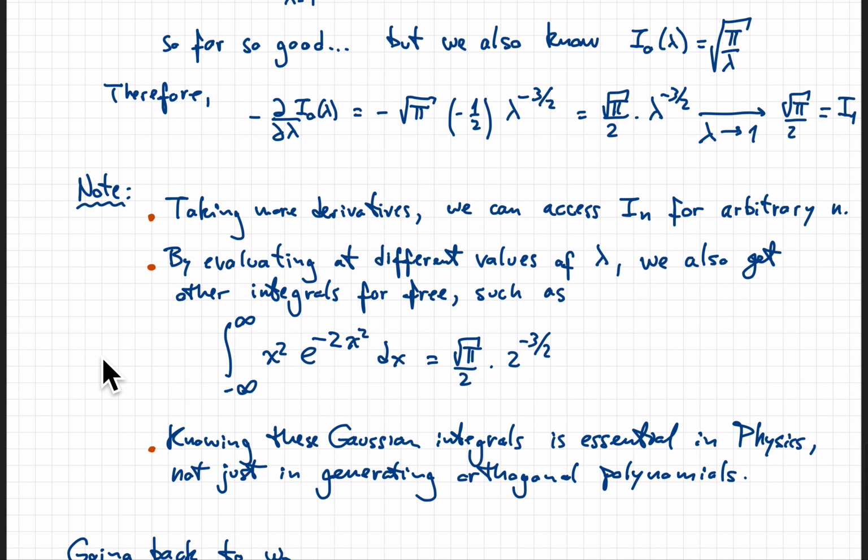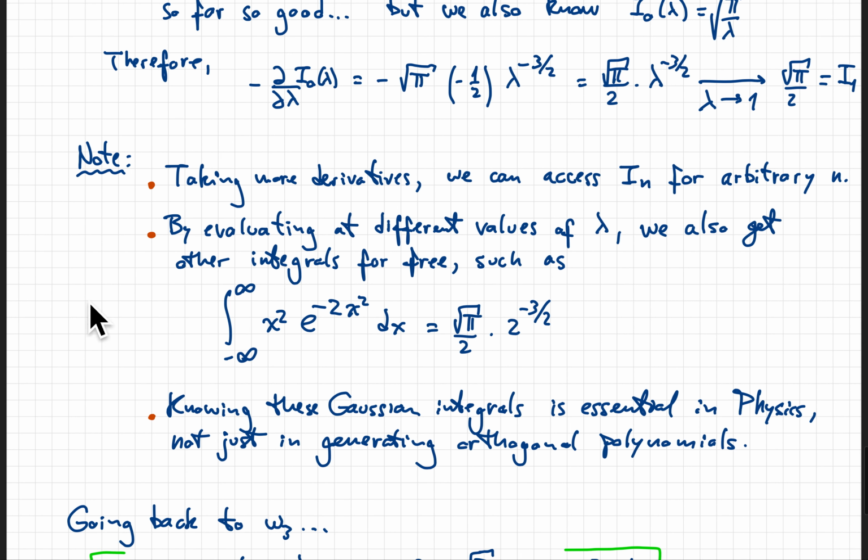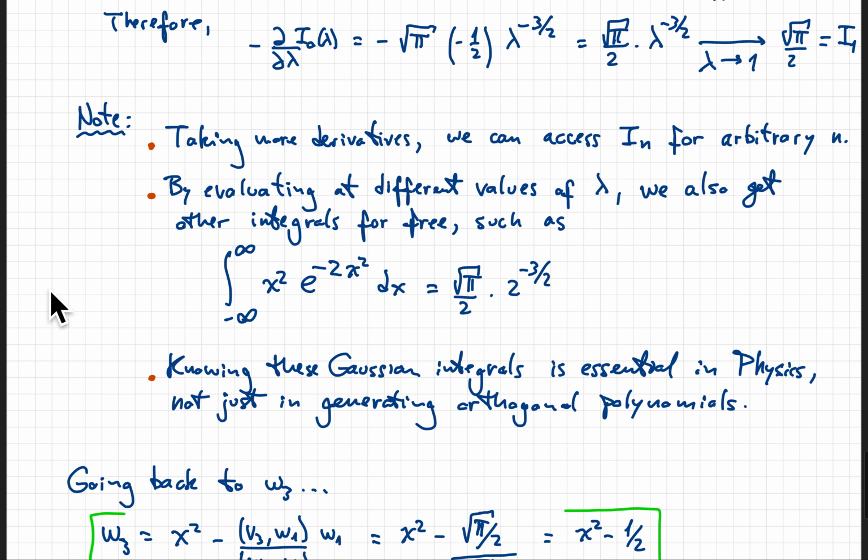Knowing these Gaussian integrals is actually not something that's just useful for generating these orthogonal polynomials. The reason I'm emphasizing these Gaussian integrals and how to do them is that it's essential in physics. Modern theoretical physics in particular uses the tools of quantum field theory, and these Gaussian integrals are everywhere in quantum field theory. So if you know these integrals really well, it will help you in your theoretical physics career, if that's the direction you're going.